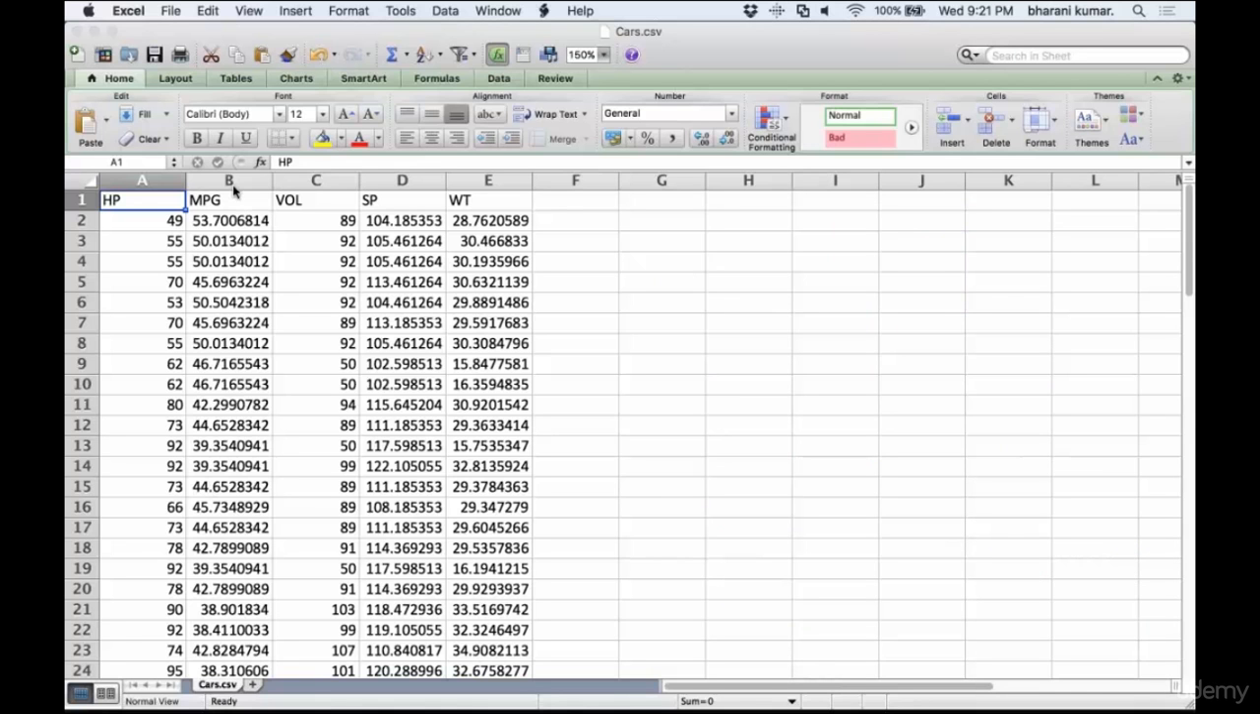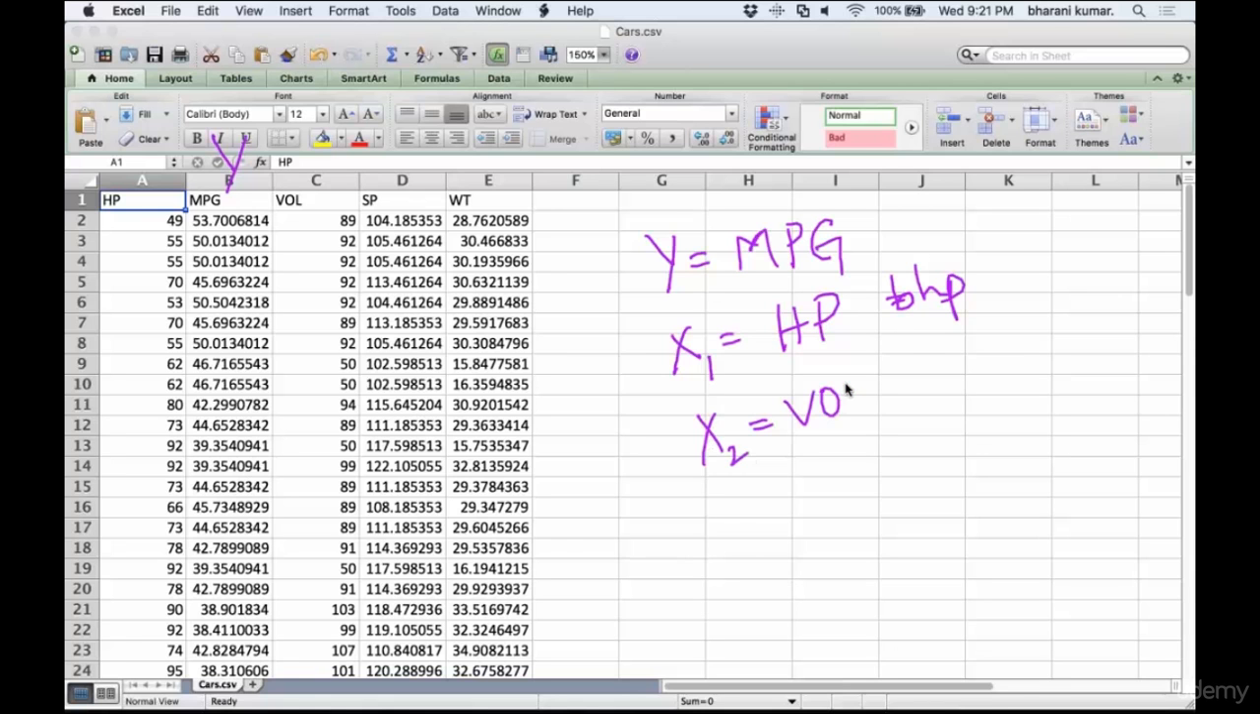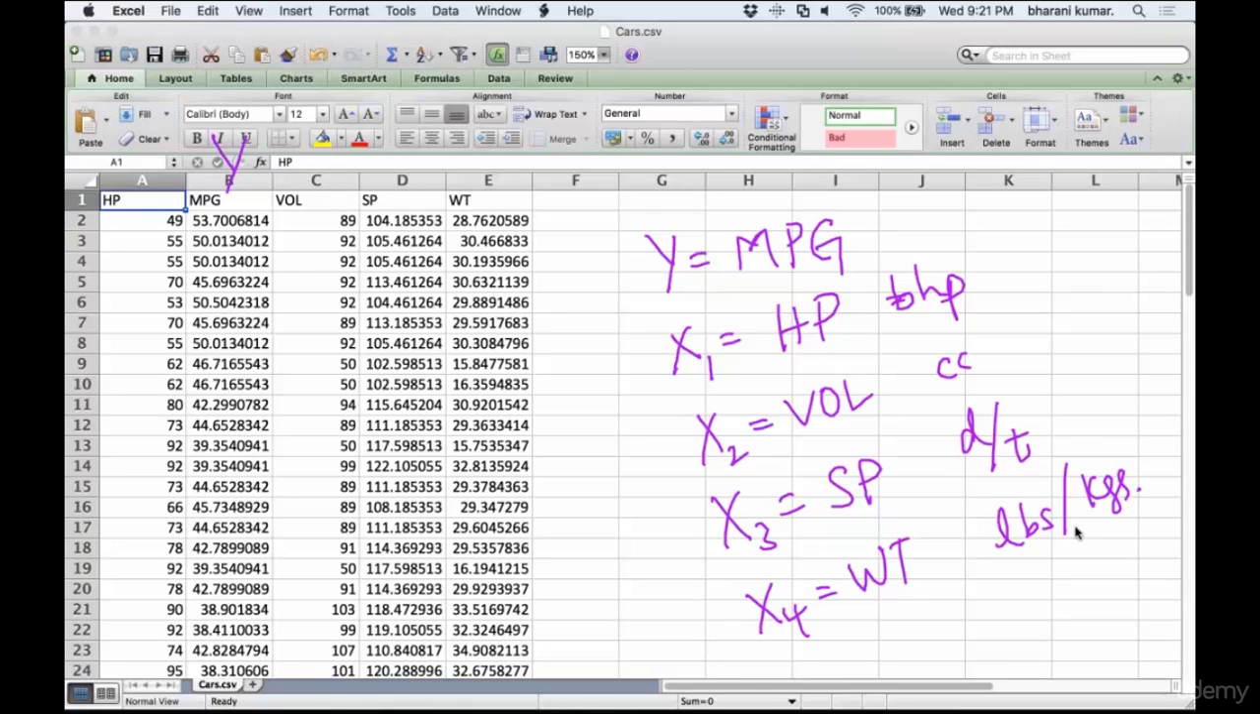So any output that you want to achieve would depend on a function of inputs. Here in this scenario, we want to predict the miles per gallon. MPG stands for miles per gallon. And the inputs that are provided to you are as follows: horsepower, and the units will be in bhp. You have volume, which will be in cubic capacity. You have top speed of the vehicle, which is the third input, which will be in some other units, distance traveled given time. And you have the fourth input, which is weight. Weight will be in, say, pounds or kgs, whatever it be, or tons.